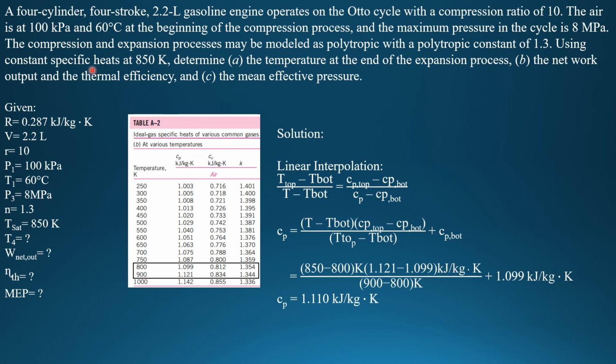Using constant specific heats at 850 Kelvin, determine the temperature at the end of the expansion process, the net work output and the thermal efficiency, and the mean effective pressure. We will be identifying our given first.